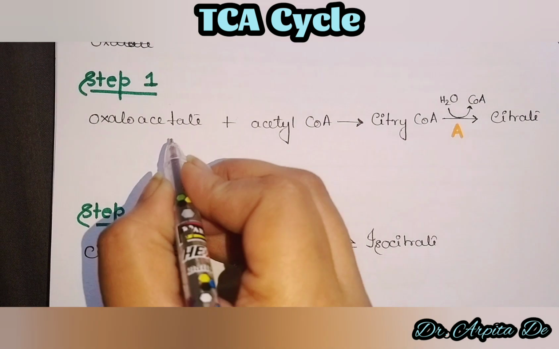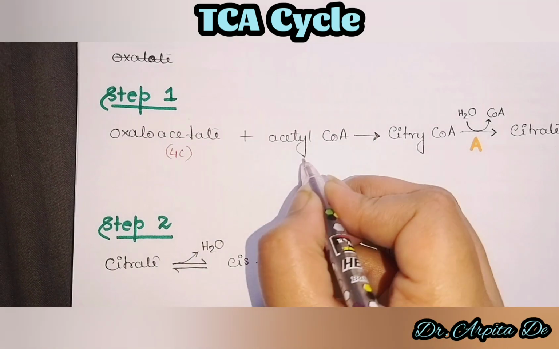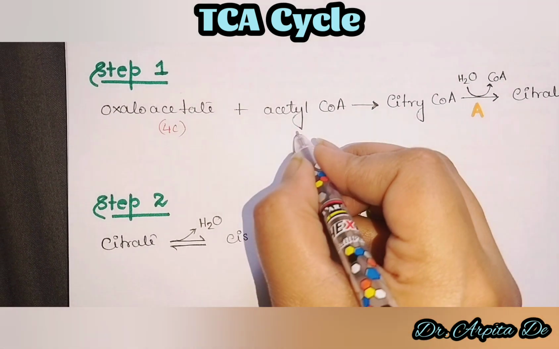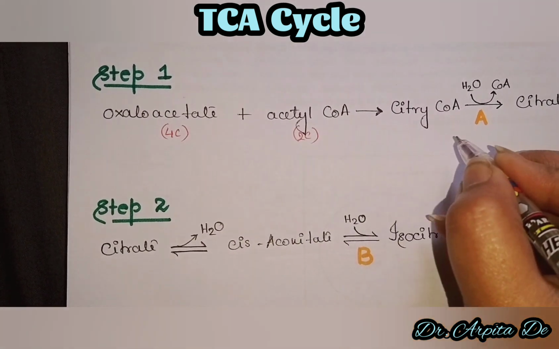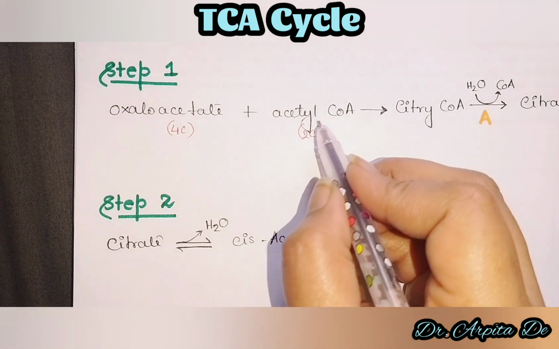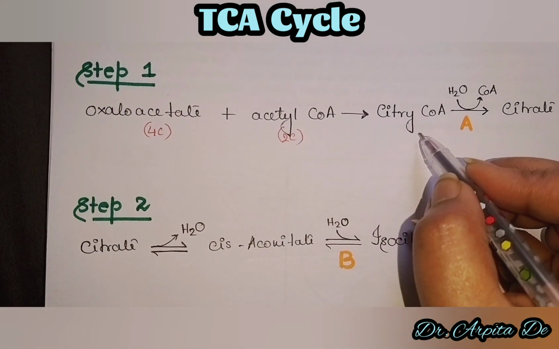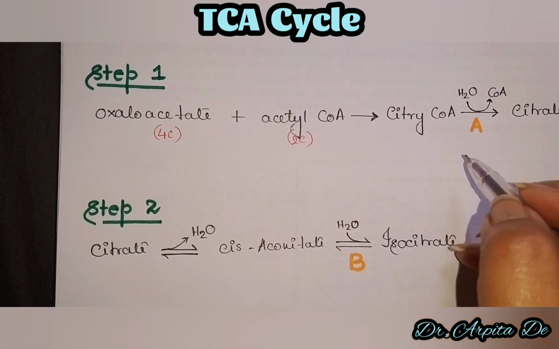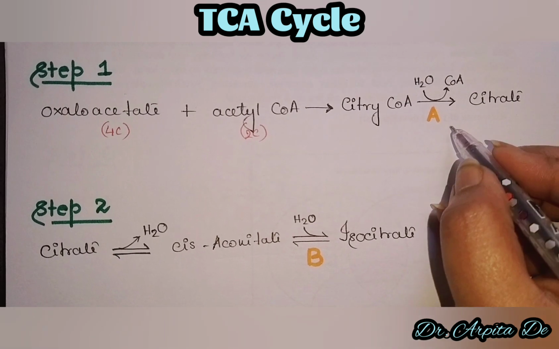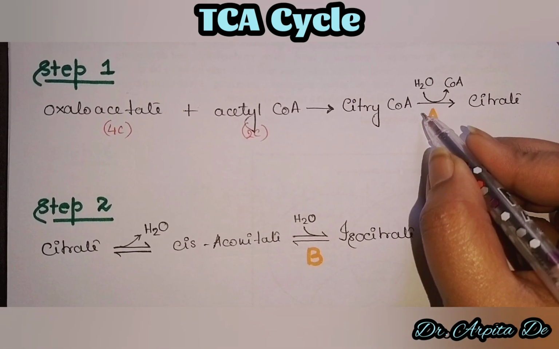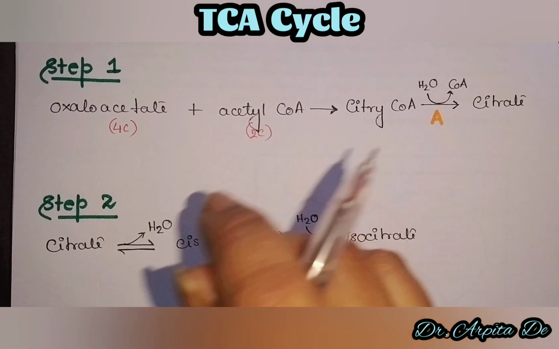Oxaloacetate is a 4-carbon compound. Acetyl coenzyme A is a 2-carbon compound. The acetyl coenzyme A molecule combines with oxaloacetate to give citryl-CoA. Citryl-CoA will yield citrate. This reaction is a condensation reaction which is mediated by the enzyme citrate synthase.